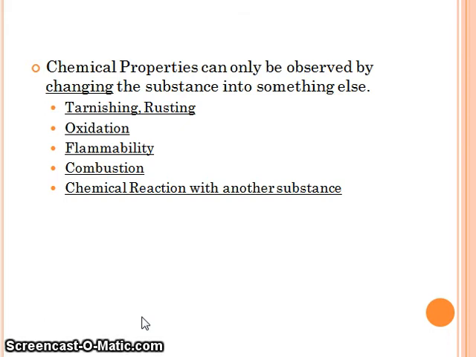Same thing if you're doing flammability. You burn something, like you light a piece of paper on fire, and you're going to end up with something new. It's gone in one direction from one substance to another. When you change something, that means that it is a chemical property.